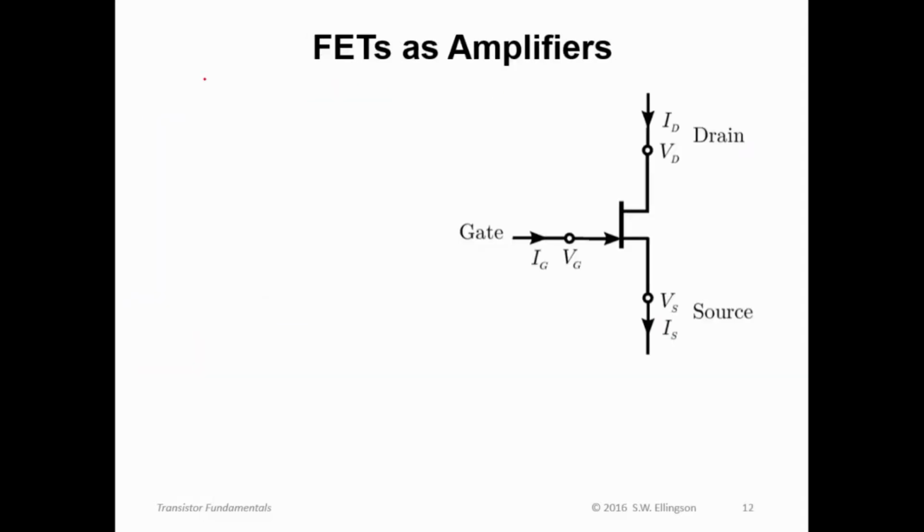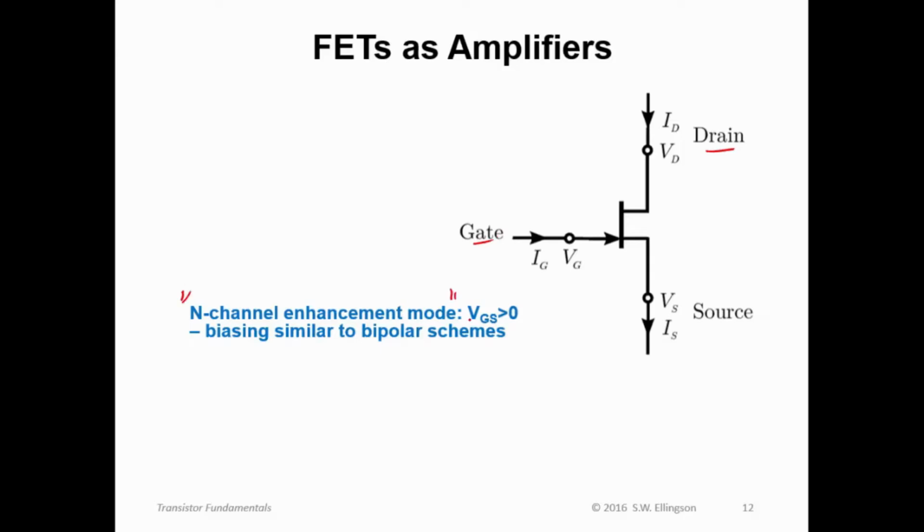FETs are used as amplifiers, typically in the common source configuration, with the drain as the output and the gate as the input. In the N-channel enhancement mode, the gate source voltage has to be greater than 0 for this to work as an amplifier. And in that case, the biasing of this device is very, very similar to what we do for bipolar junction transistors.